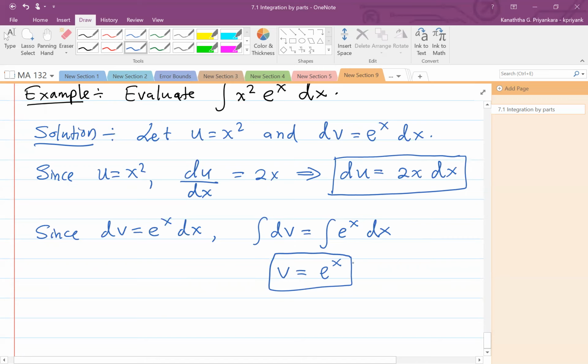That is v. Now we have all the required terms, so we can apply the integration by parts.